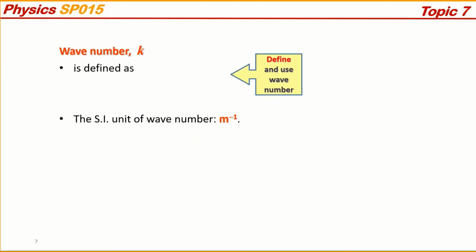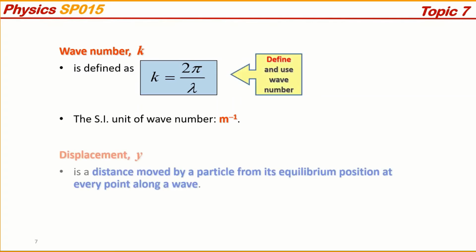Wave number k is defined as k equals 2 pi over lambda. The SI unit of wave number is per meter. Include in learning outcome. Displacement y is the distance moved by a particle from its equilibrium position at every point along a wave.